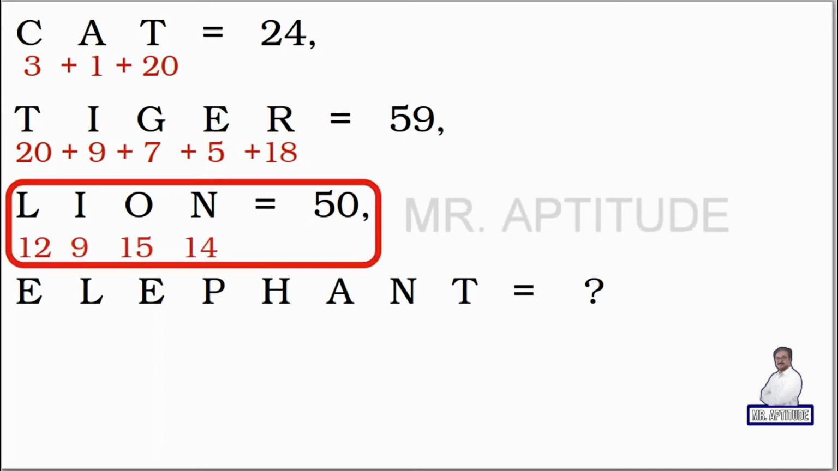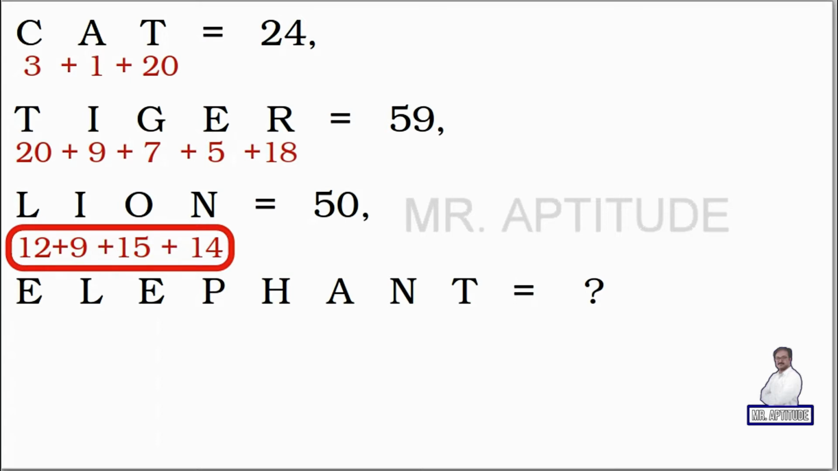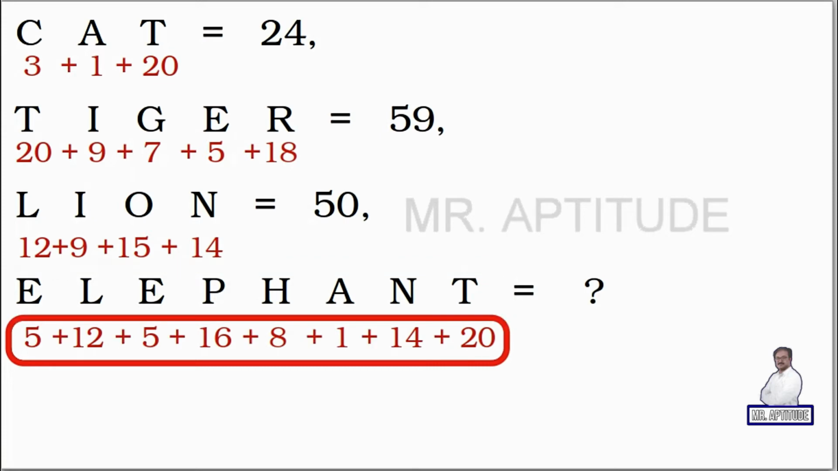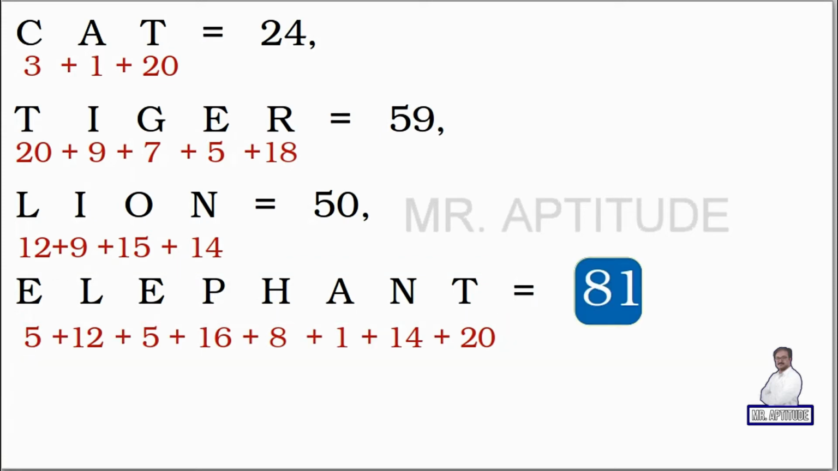In the same way, let us relate lion and 50. L is the 12th letter, I is the 9th letter, O is the 15th letter, N 14. Sum of these things gives you 50. Let us apply the same logic for the last word. E is the 5th letter, L 12, E again 5, P 16, H 8, A 1, N 14, T 20. Once you add all these things, you will get 81.